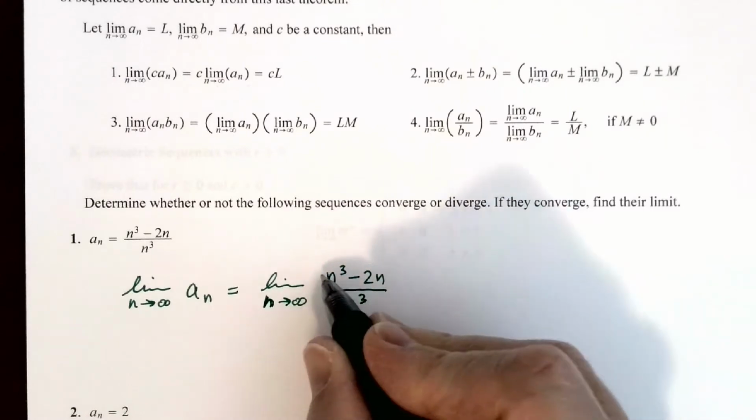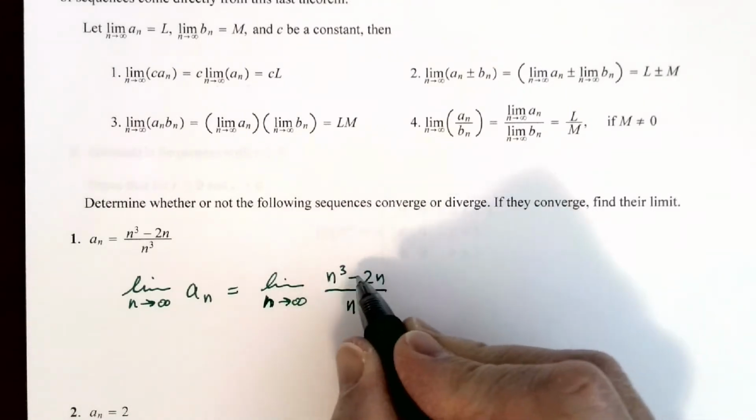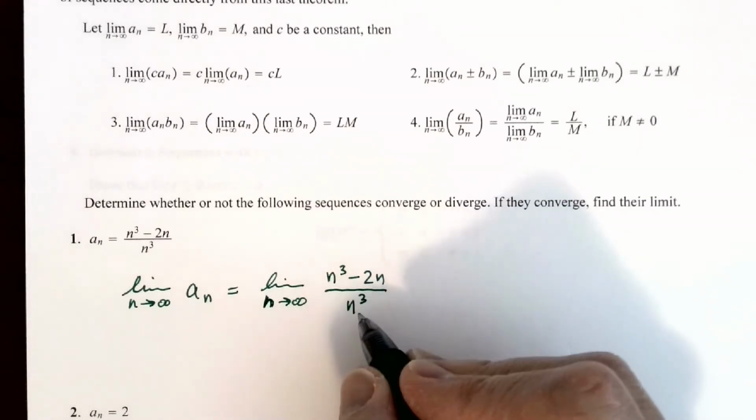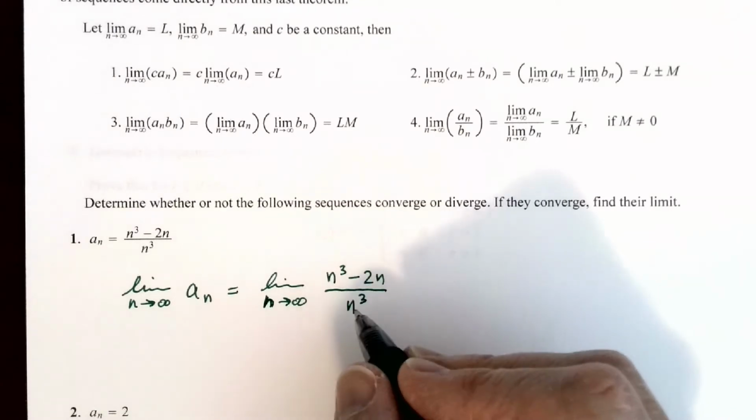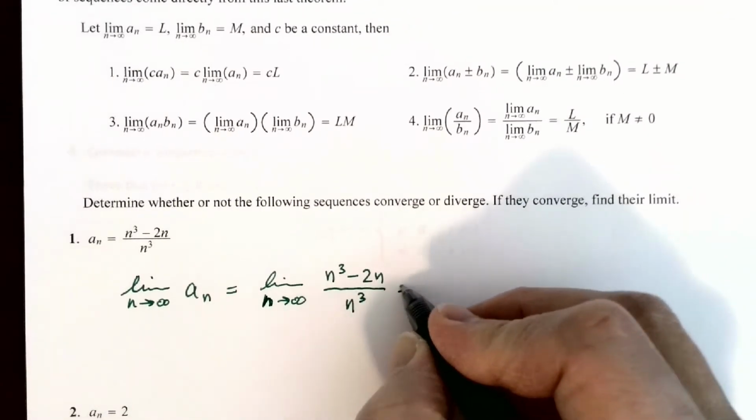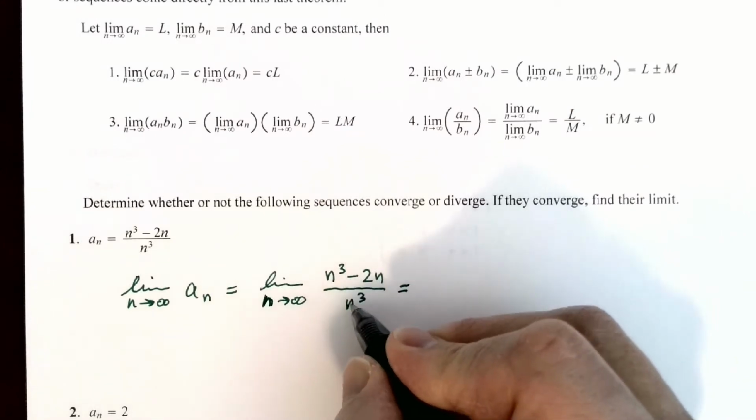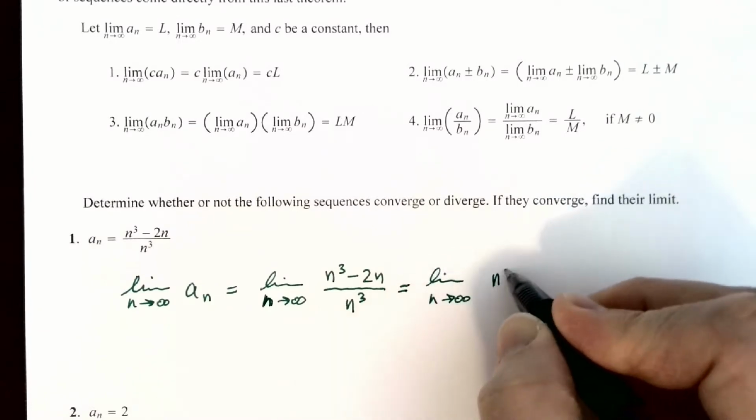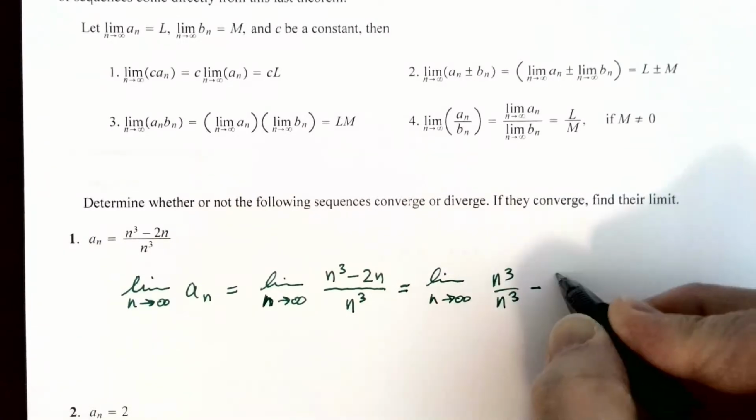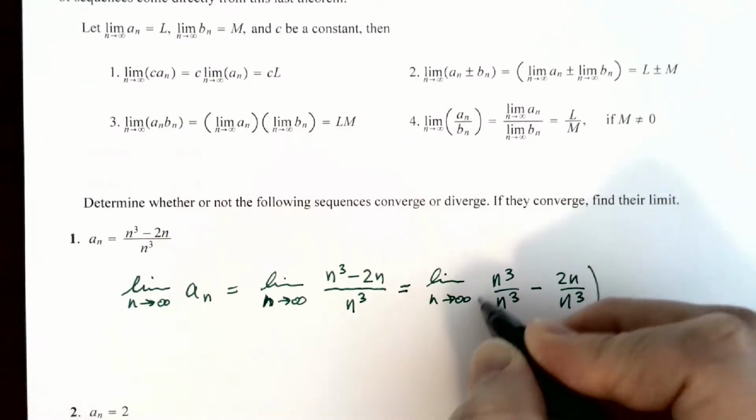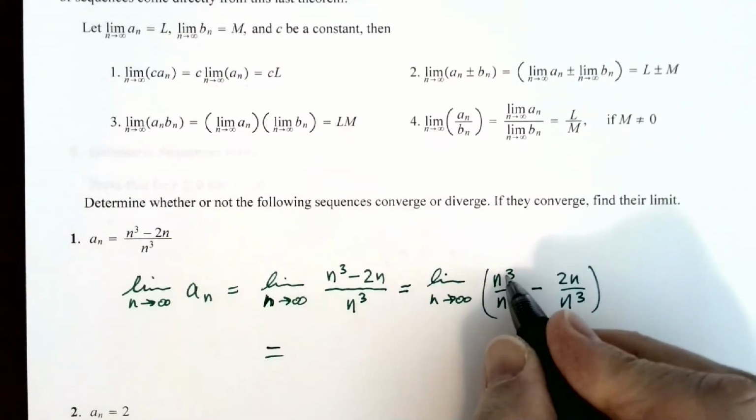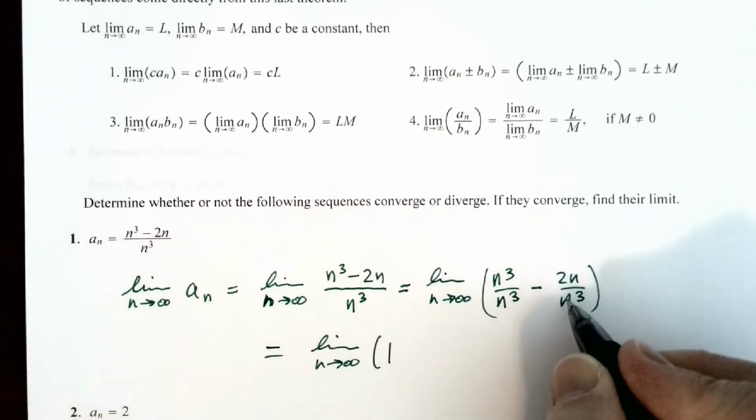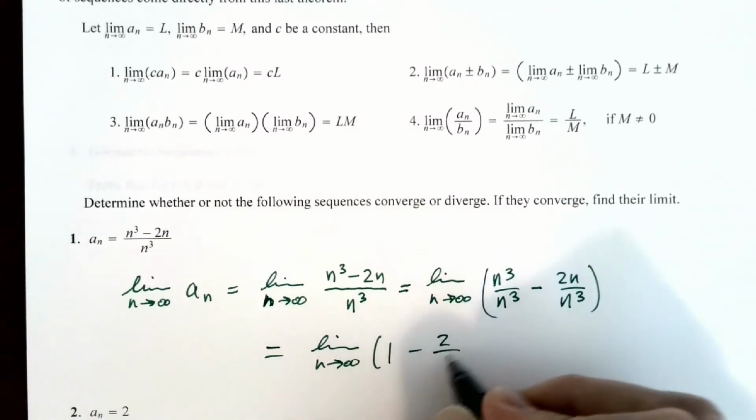Well, the top is clearly going to infinity as n gets larger and larger, and so is the bottom. Someone might say, hey, that's infinity over infinity, that's L'Hopital's rule form. Yeah, you could use L'Hopital's rule, but take a look at this. If I simply simplify this first, divide both terms by n cubed, n cubed divided by n cubed is 1, and n cancels with n, so I get minus 2 divided by n squared.